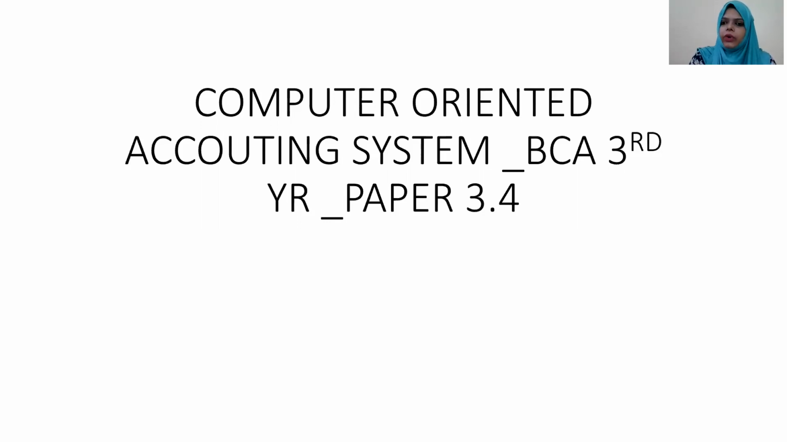After identifying the two elements, the giver and the taker, we need to find out which account they belong to, and then follow the three golden rules of accounting. Real account: debit what comes in, credit what goes out. Personal account: debit the receiver, credit the giver. Nominal account: debit all expenses and losses, and credit all incomes and gains. This is the traditional method we follow to do any journal entry.